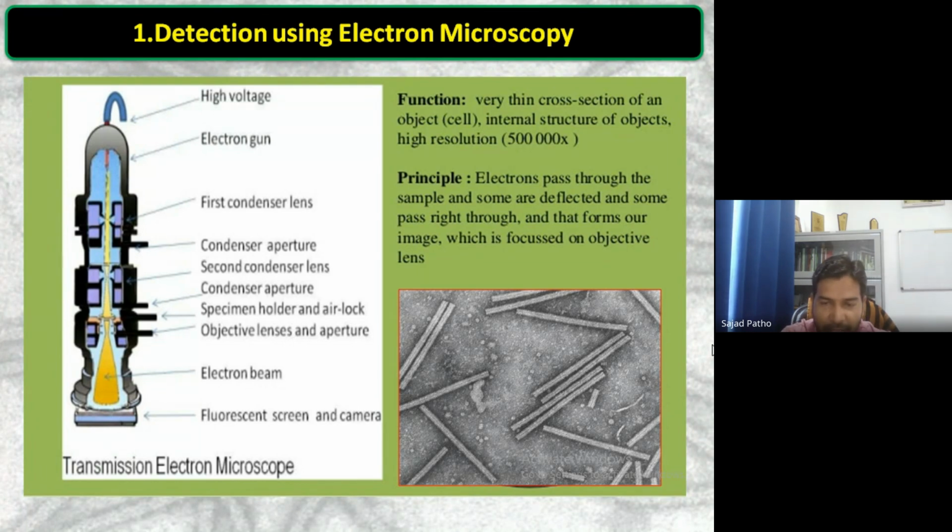And then second and most important is the electron microscope, by which we can mostly detect the viral pathogen. Because the electron microscope has very high resolution power, and we can detect very minute particles of those viruses through the electron microscope. So this is one way of detection of these pathogens.